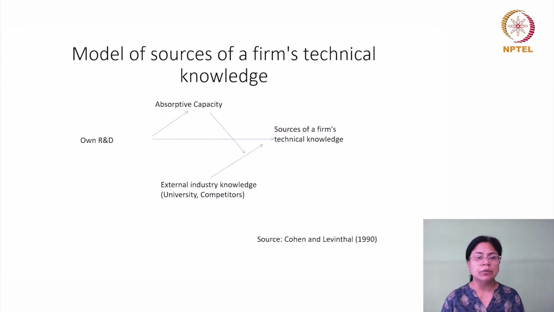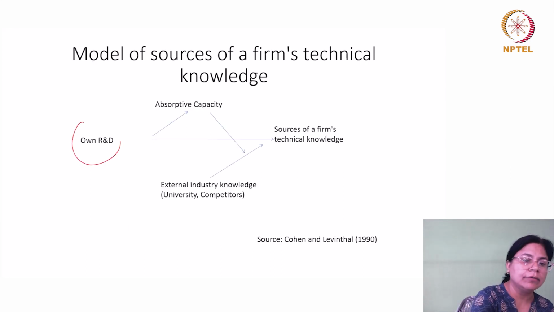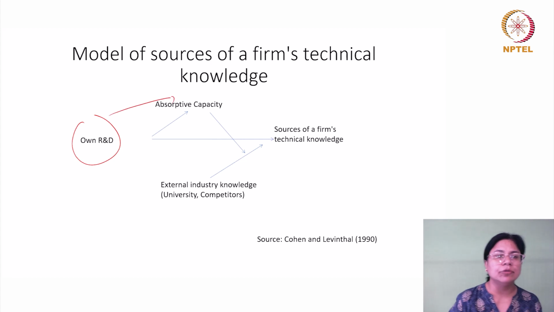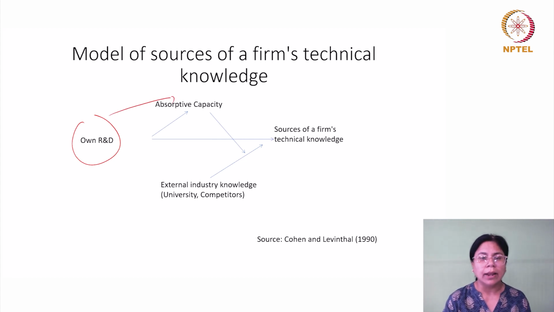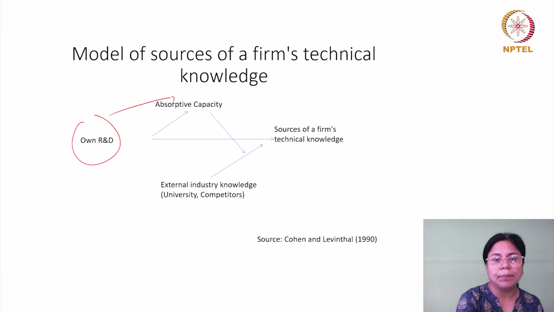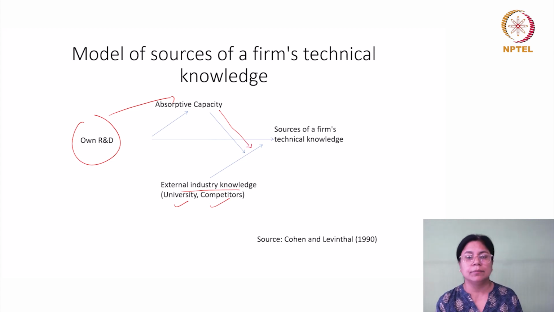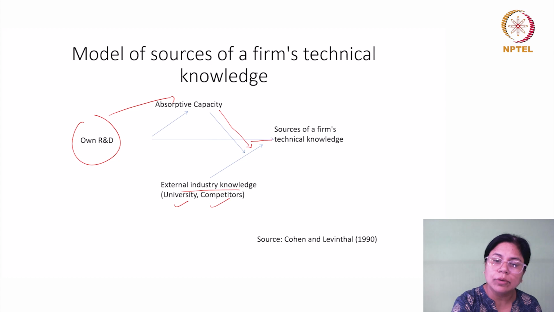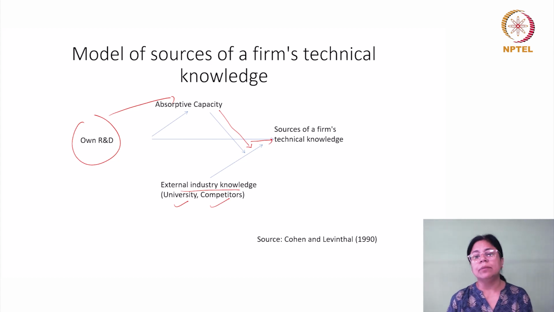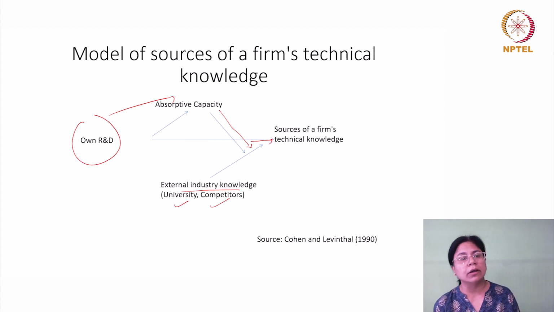So if you look at it, the company's own R&D will help them in building the absorptive capacity. Apart from that, there would be information coming through external industry knowledge, maybe through the university, competitors, etc. And the existing knowledge, you actually reach out to that, learn from that, and bring it together as important sources of the firm's technical knowledge.